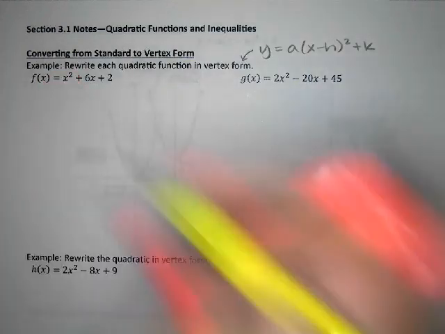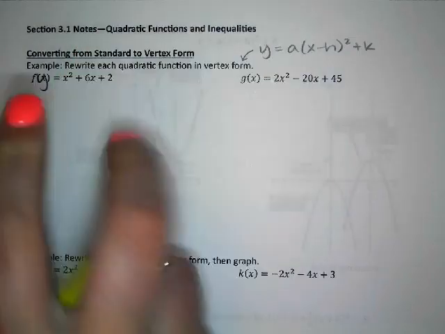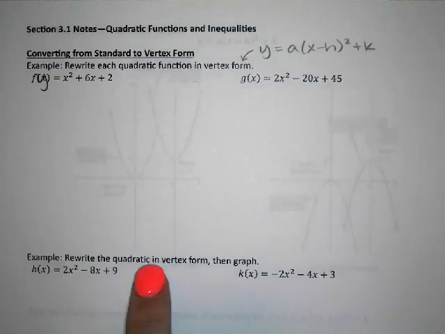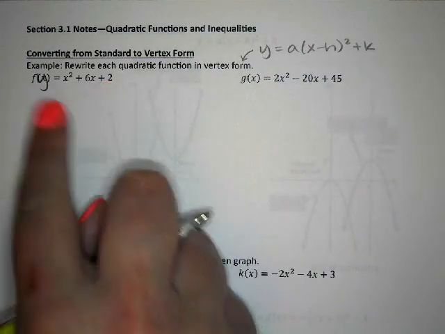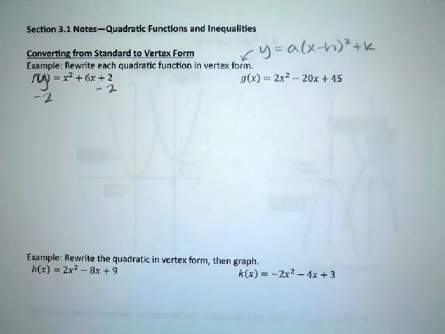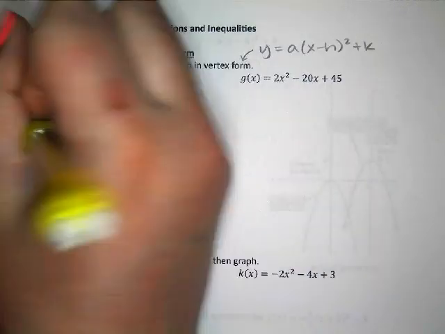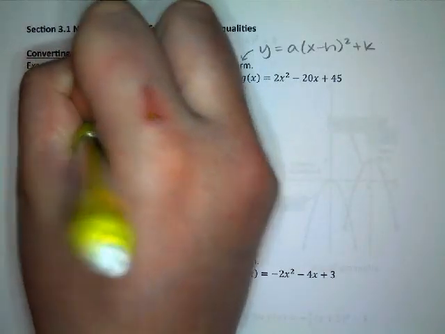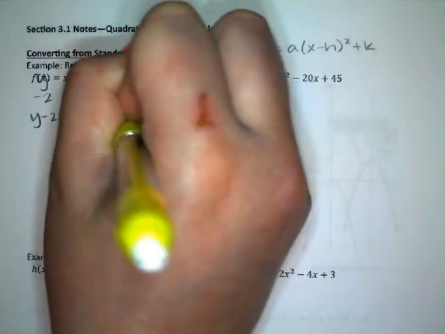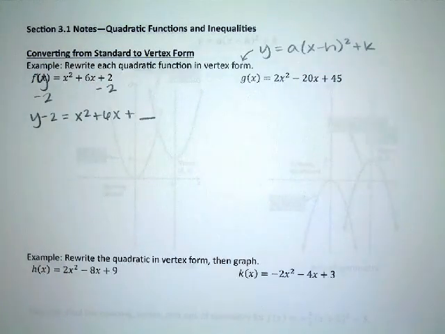Okay, so the first thing I do is I'm just going to think of this as a y. It's how my brain works. I'm going to take the number on the end and subtract it over. It's kind of like completing the square when we were solving and we had an equation that equaled 0. So y minus 2 equals, and I'm going to write x squared plus 6x, and I'm going to have the blank, just like I always did with completing the square. And then I'm going to do the process.